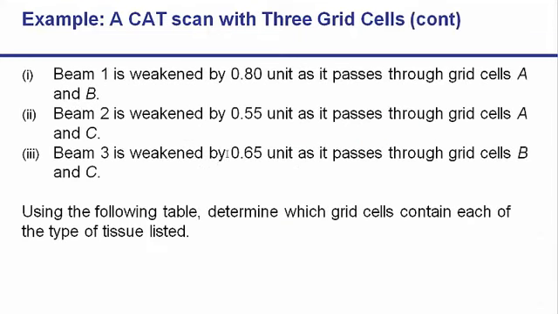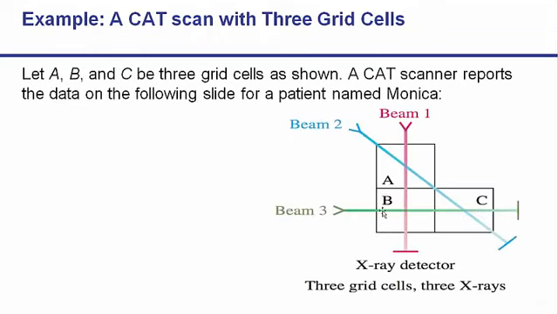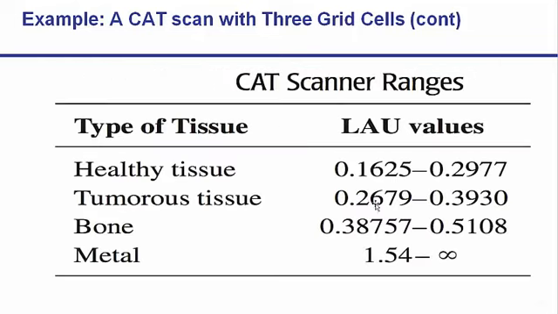And then 3 is weakened by 0.65 as it goes through B and C. And the idea is we can use these values. We know these results we get come from different things. Healthy tissue gives us values of this, tumorous tissue here, bone here, and metal this up to infinity, depending on the thickness and the type of metal.